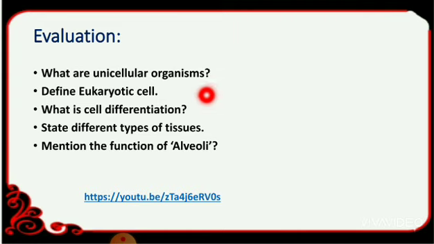What are unicellular organisms? Define eukaryotic cell. What is cell differentiation? State different types of tissues. Mention the function of alveoli. Students, try to find the answers for all these questions and write them down in your notebook.